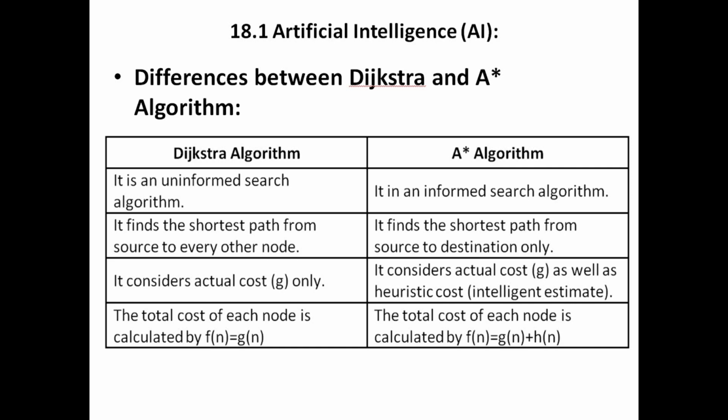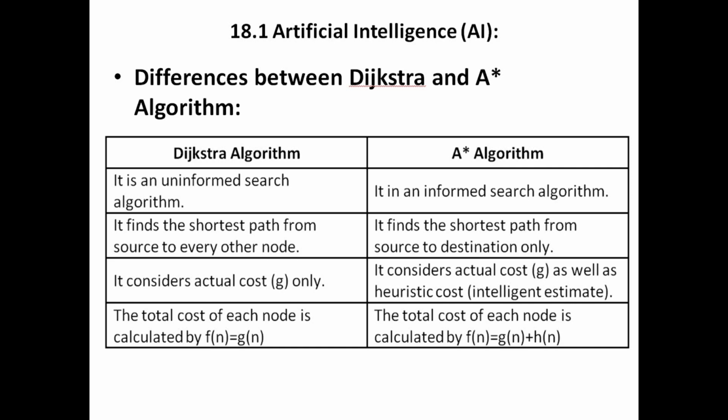Here is a more concise comparison between them. Dijkstra is an uninformed search algorithm. A* is an informed search algorithm. Dijkstra finds the shortest path from source to every other node. A* finds the shortest path from source to a single destination only. Dijkstra considers actual cost only, whereas A* considers the actual cost plus heuristic cost, which is more like an intelligent estimate.